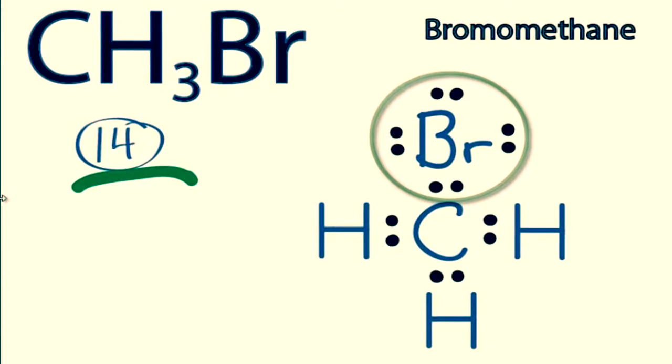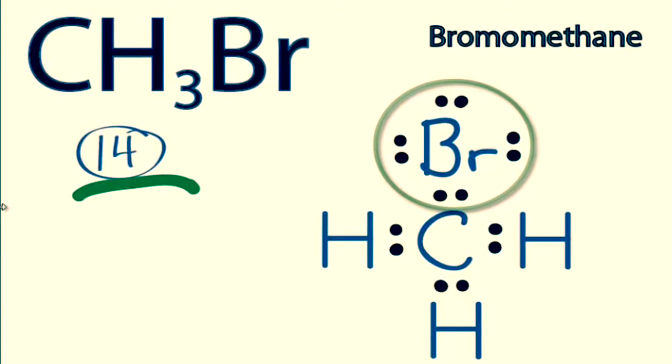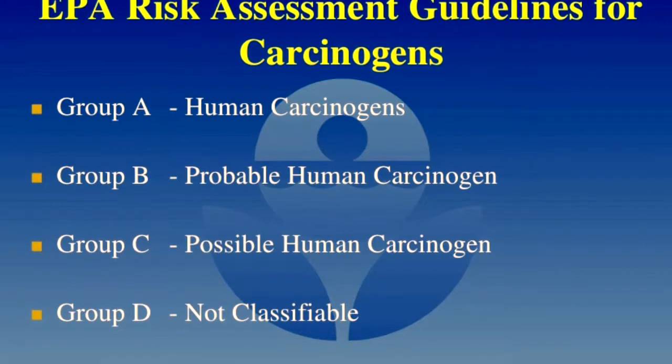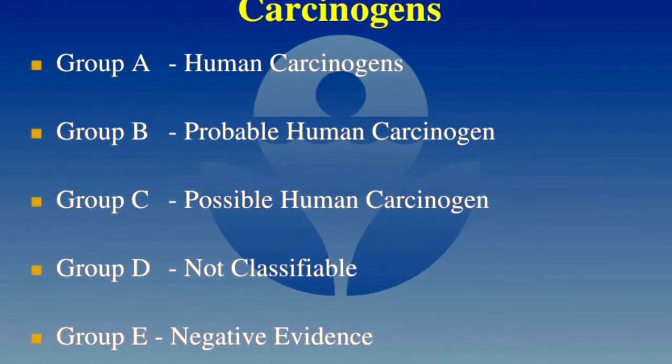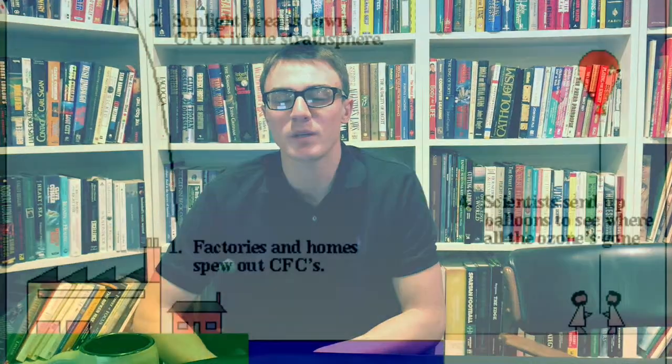What is the general structure and class of toxin of bromomethane? Bromomethane's general chemical structure is CH3Br. The class of the toxin is a group D carcinogen. What effects does bromomethane have on the environment?